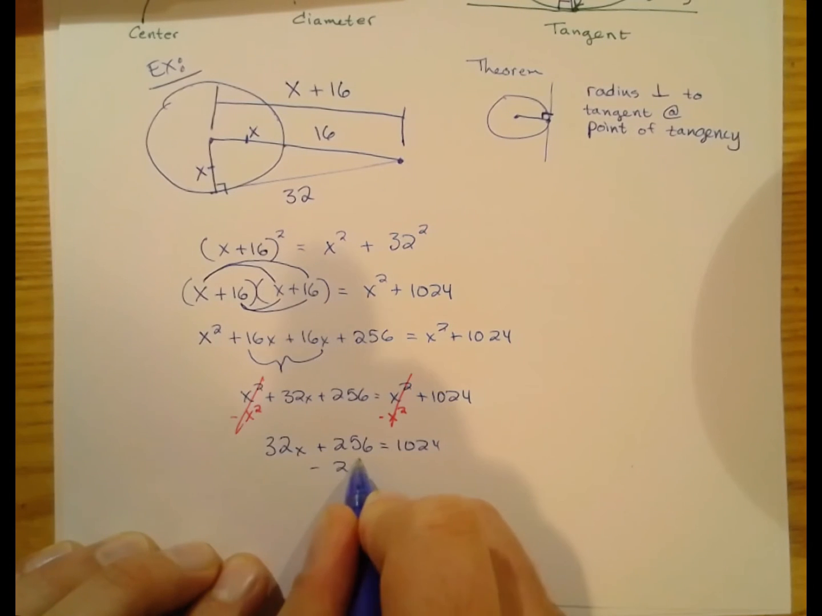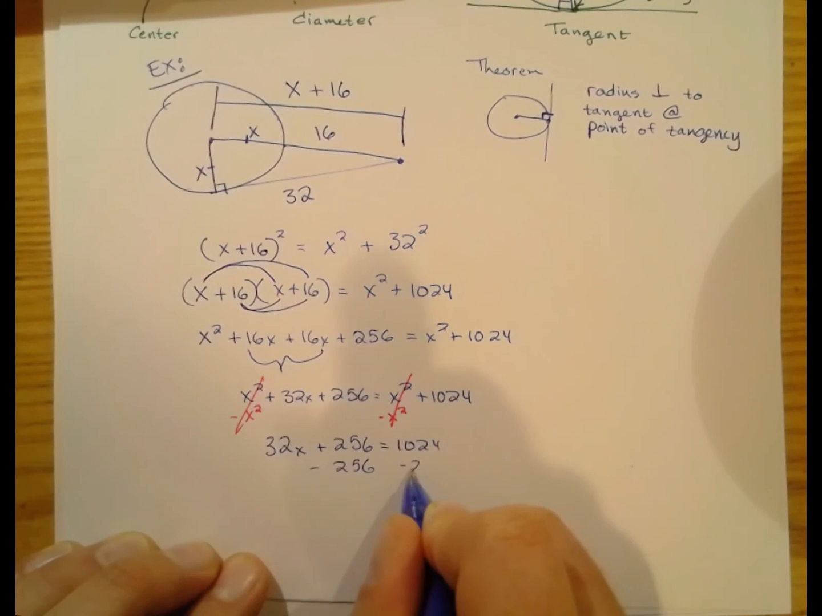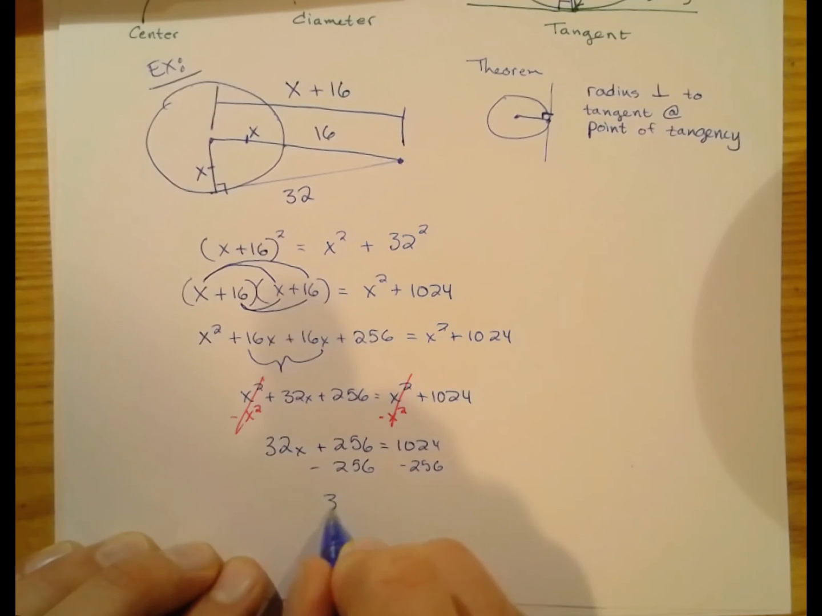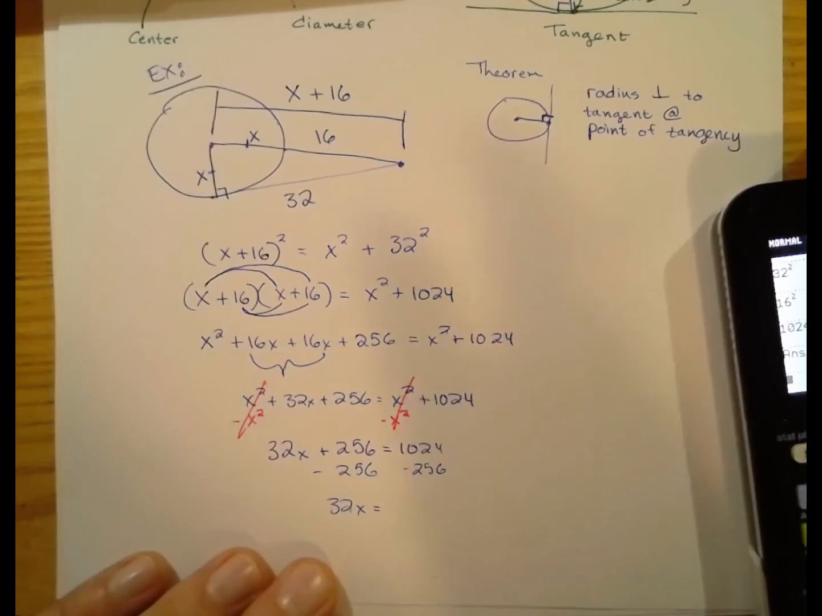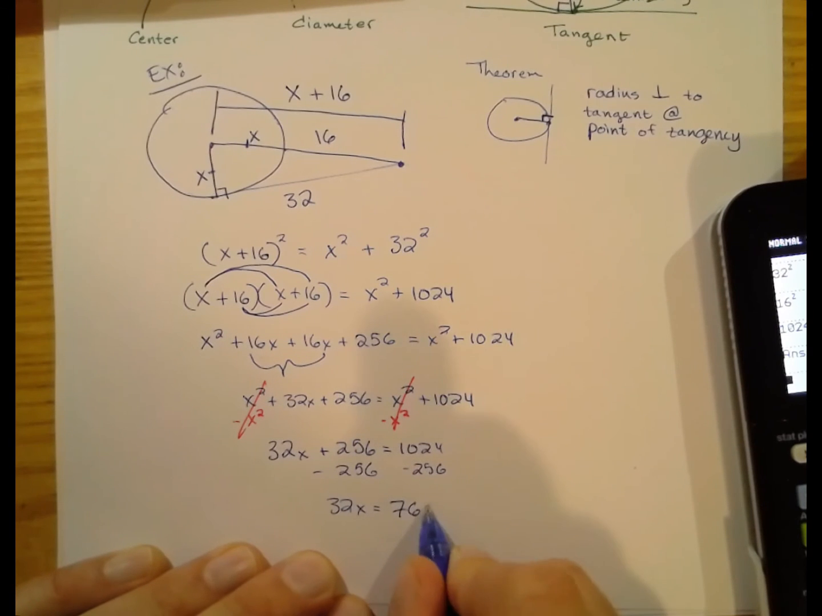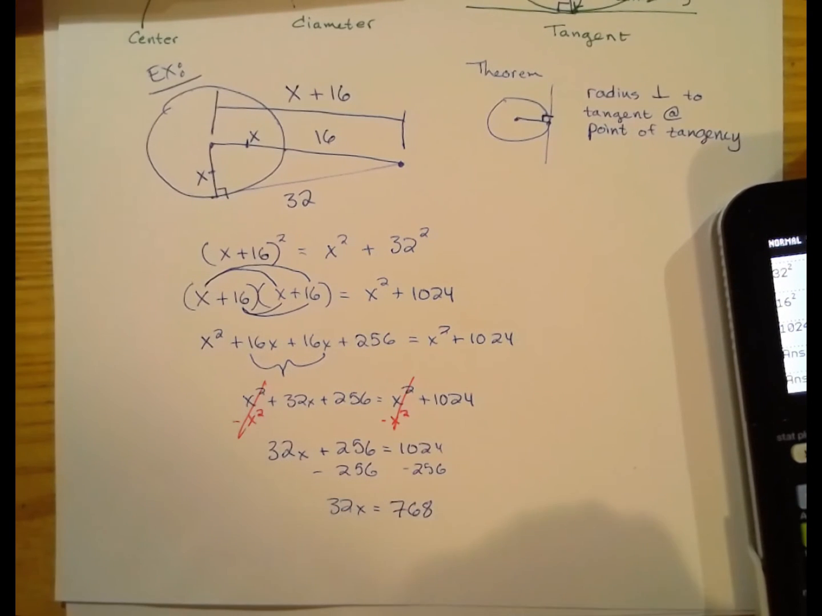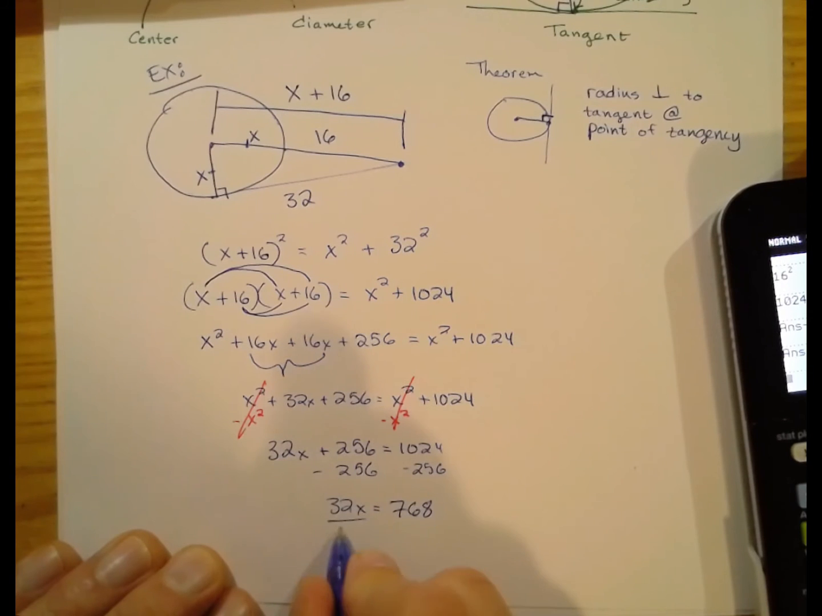So we'll subtract 256 from both sides. I'll use my calculator here. Not feeling the mental arithmetic super strong right now. So that's 768, and does that divide evenly by 32? It does. Sweet.